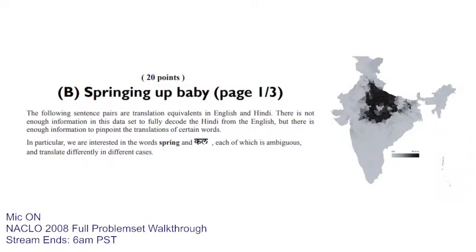Okay, so this next problem is actually my weak area, so it'll be interesting to walk through this live. It's called Springing Up Baby. The following sentence pairs are translation equivalents in English and Hindi. There's not enough information in this data set to fully decode the Hindi from the English, but there's enough information to pinpoint the translations of certain words. In particular, we are interested in the word spring and in this Hindi word, each of which is ambiguous and translate differently in different cases.